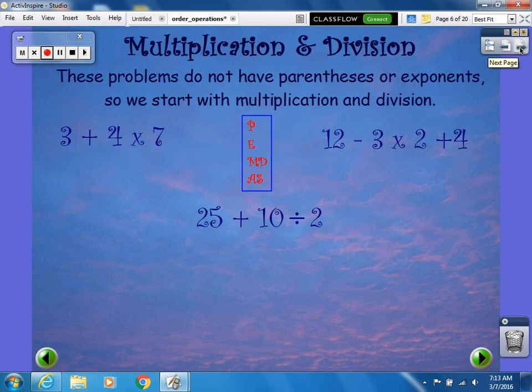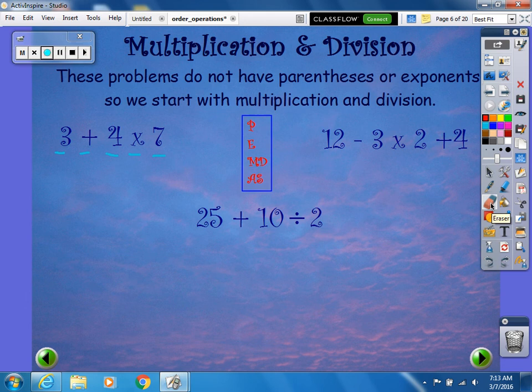All right, multiplying and division. So these problems do not have parentheses or exponents. So that means we have to start with multiplying and dividing. Well, we have 3 plus 4 times 7. So if we're taking a look at that, what comes first according to our order of operations? We have please, excuse, my. Do we have any multiplying? We do. 4 times 7. Well, what is 4 times 7? You should have said 28. And we're going to rewrite our problem.